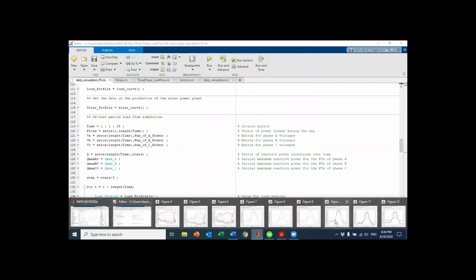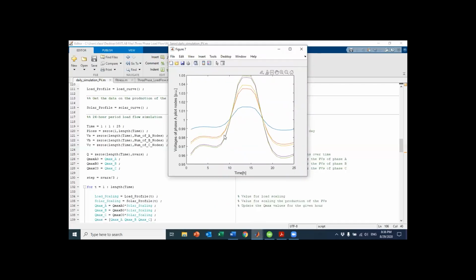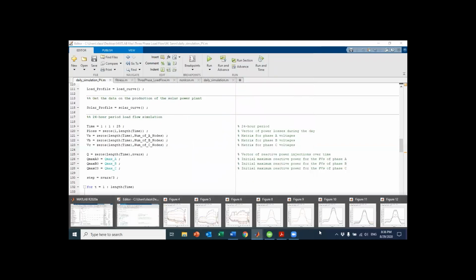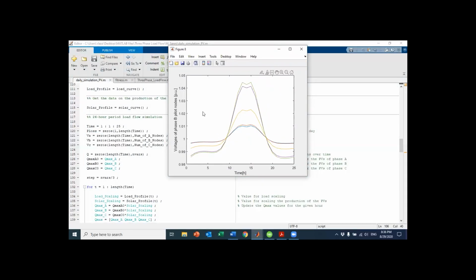And let's take a look at here, for example. So these are the voltages of phase A, voltages of the pilot nodes. And you can see that the voltages during the whole day are in the area of 0.95 to 1.05. So these are the 5 pilot nodes we've selected. So let's take a look at the other phases. This is for phase B. So the voltages of the pilot nodes of phase B stay the same during the whole day. And it should be the same for phase C. Yeah, it's the same for phase C. So the voltages of the whole network are within the predefined limits.